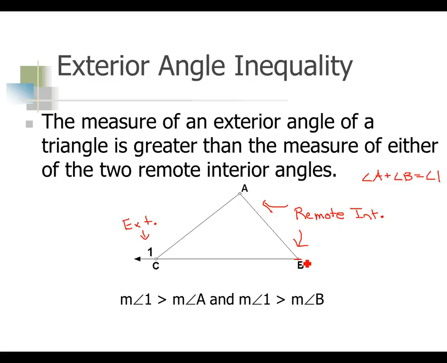So if I were to extend this out, and let's say I call that maybe angle 2, then I could say that the measure of angle 2 is greater than the measure of angle A, and the measure of angle 2 would be greater than the measure of angle C, because A and C would be its two remote interior.